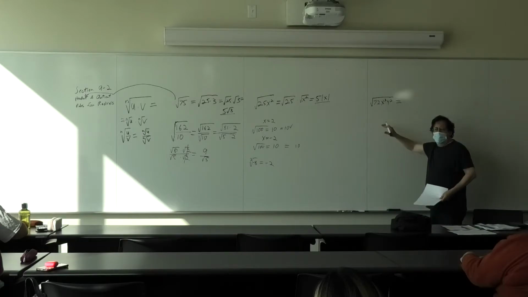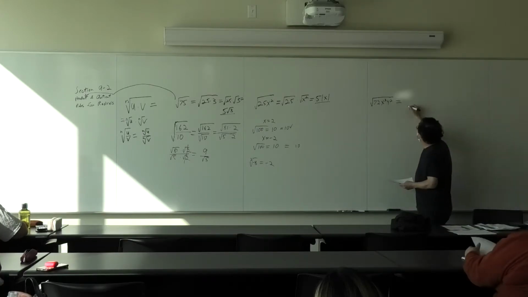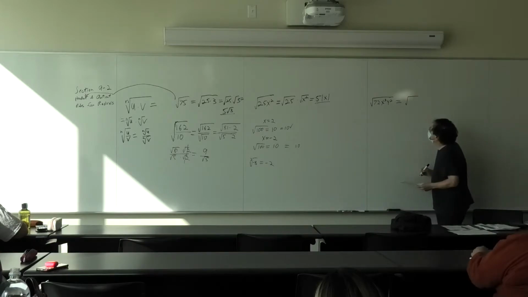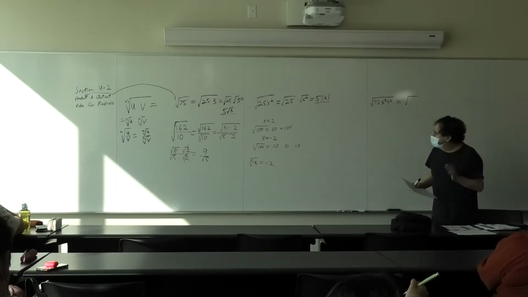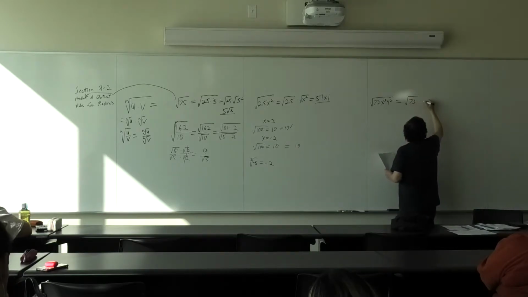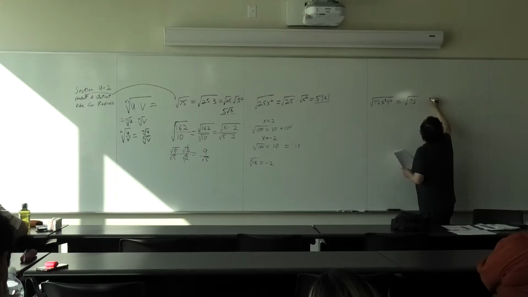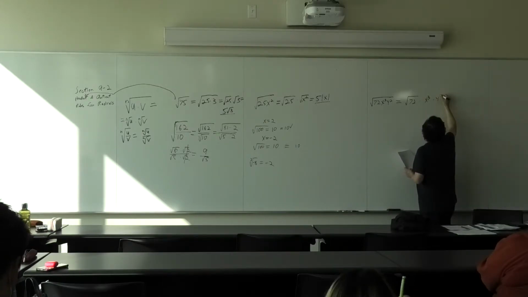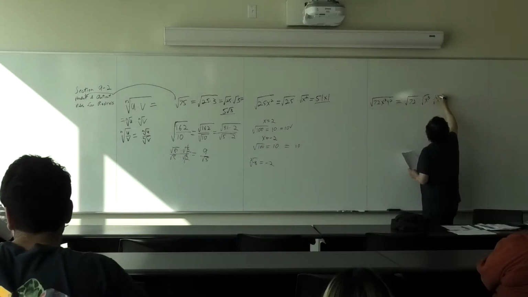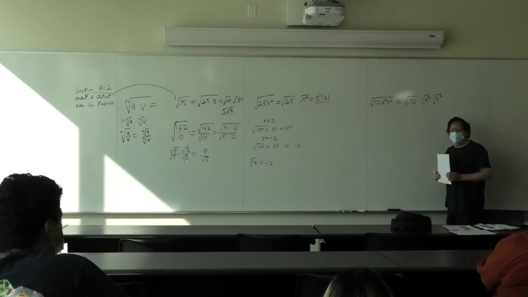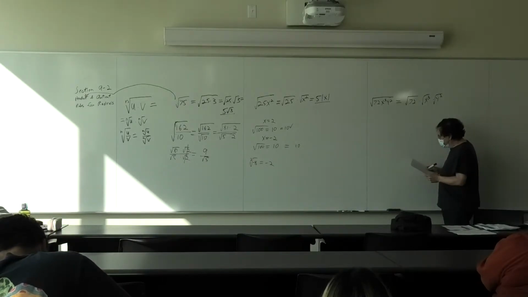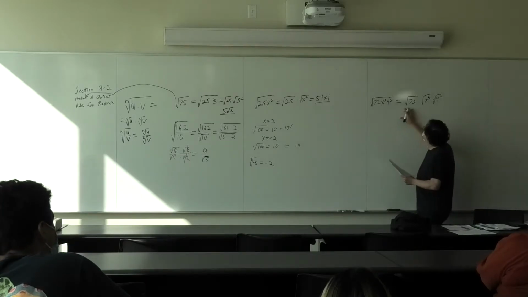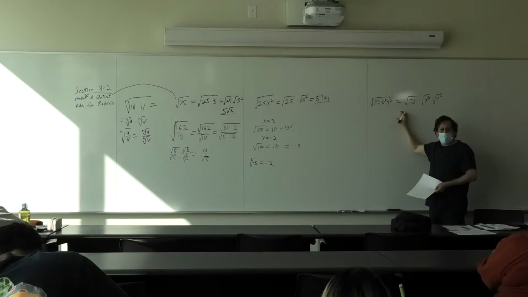Any ideas on this? What I should break this up into? Yes? 72 squared times x cubed squared times y squared. Mean like that? Yeah. Okay. It's pretty good. About 72. Any thoughts on this?